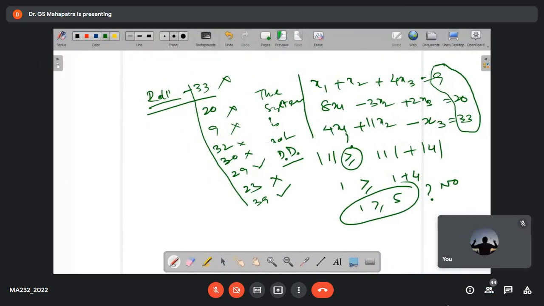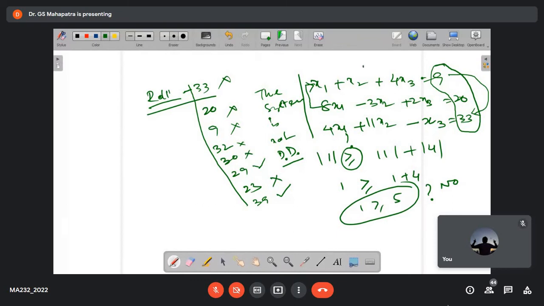Is there any possibility to make it diagonally dominant? Just go through the equations and tell me. Try to answer. Otherwise, I will discuss it. It's not a problem. So just see, if we change the position of the equations, that means this one and this one to the third one last.